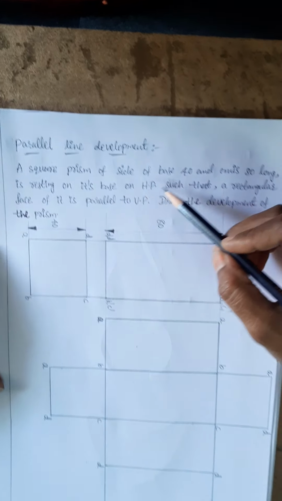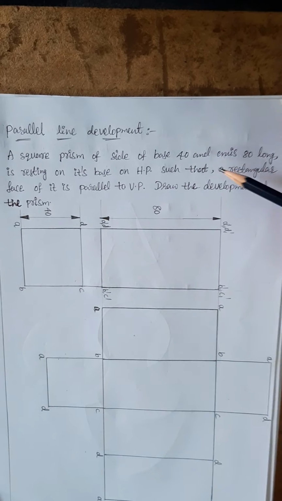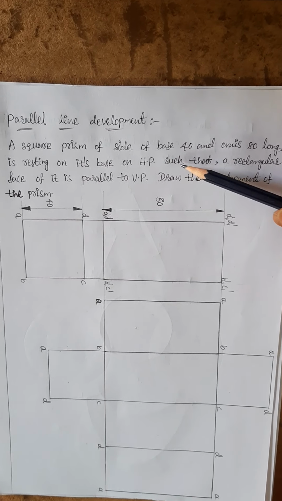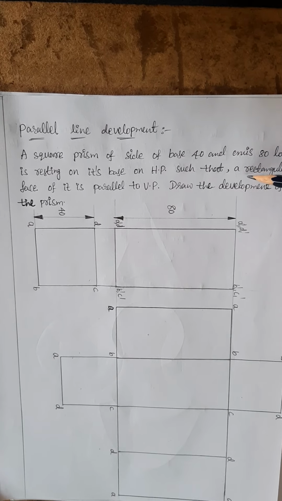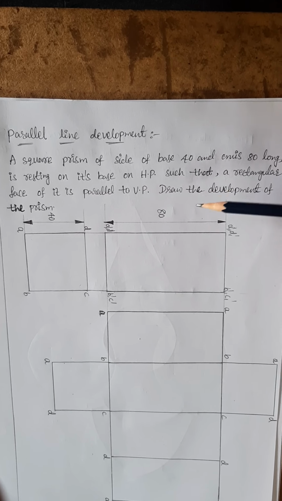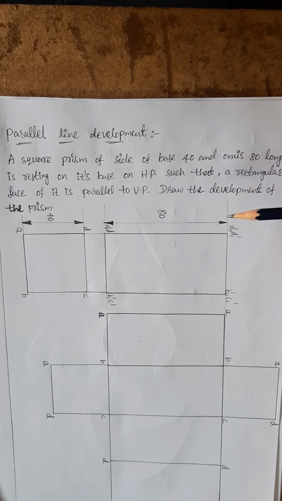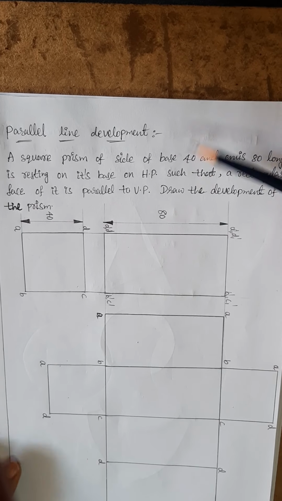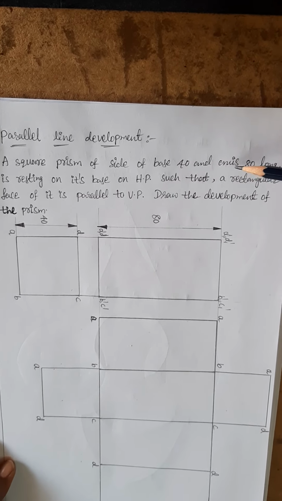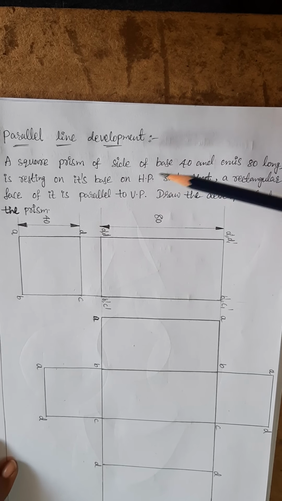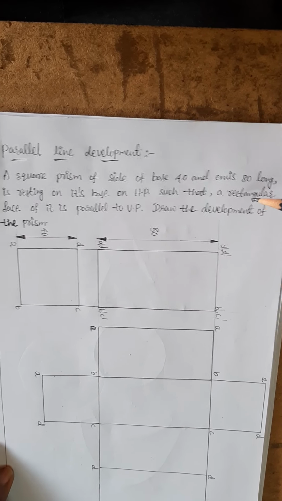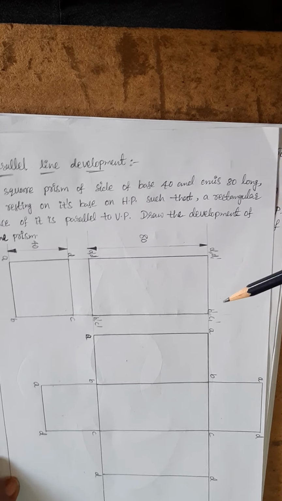What is the question? A square prism of side of base 40 and axis 80 long is resting on its base on HP such that a rectangular face of it is parallel to VP. Draw the development of the prism. The square prism has base side 40 and axis 80, and it is resting on HP with a rectangular face parallel to VP.